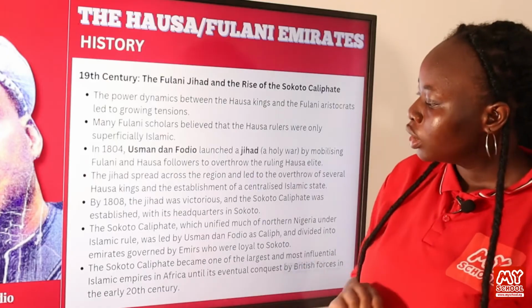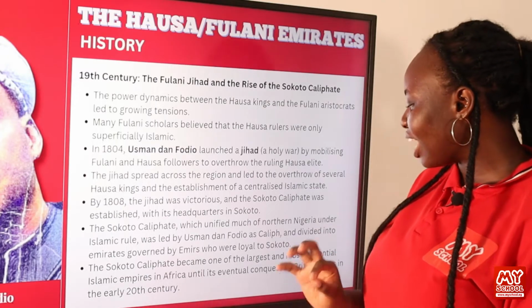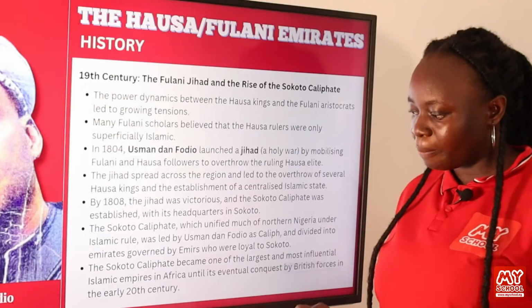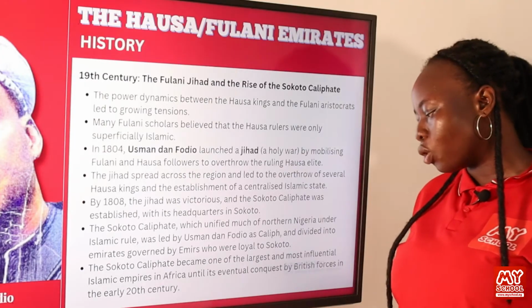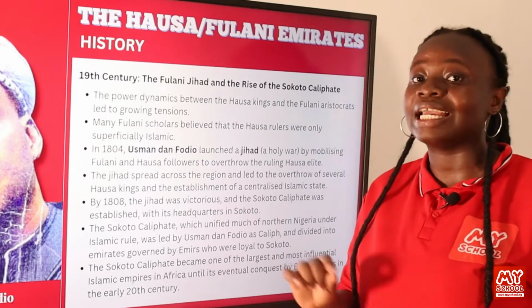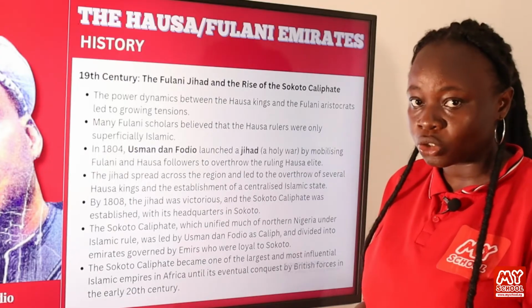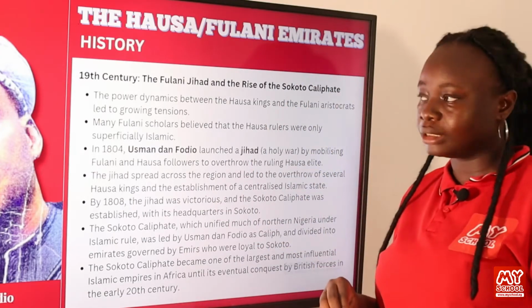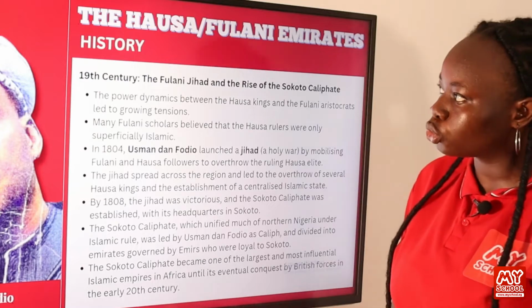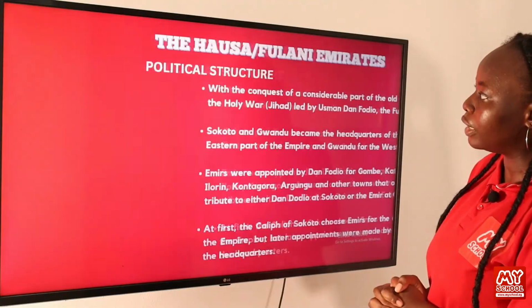Usman Dan Fodio. The Sokoto Caliphate became one of the largest and most influential Islamic empires in Africa until its eventual conquest by British forces in the early 20th century. So we're going to discuss that later on in another video lesson. So now let's move on to the political structure of the Hausa Fulani Emirates.